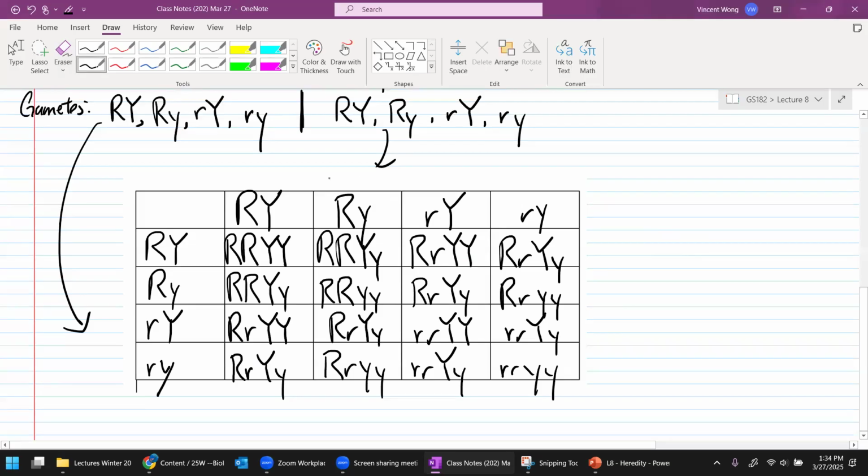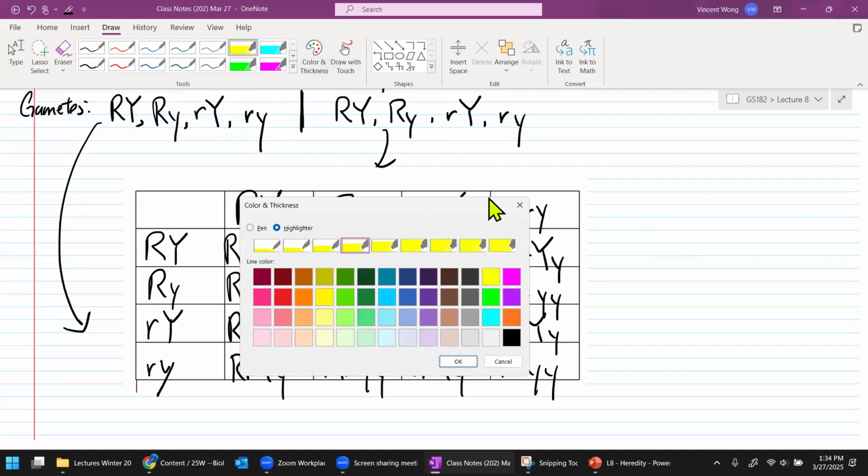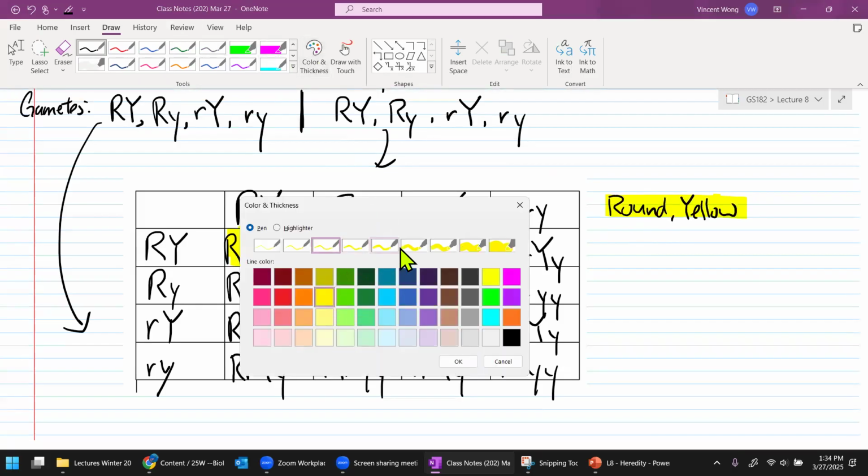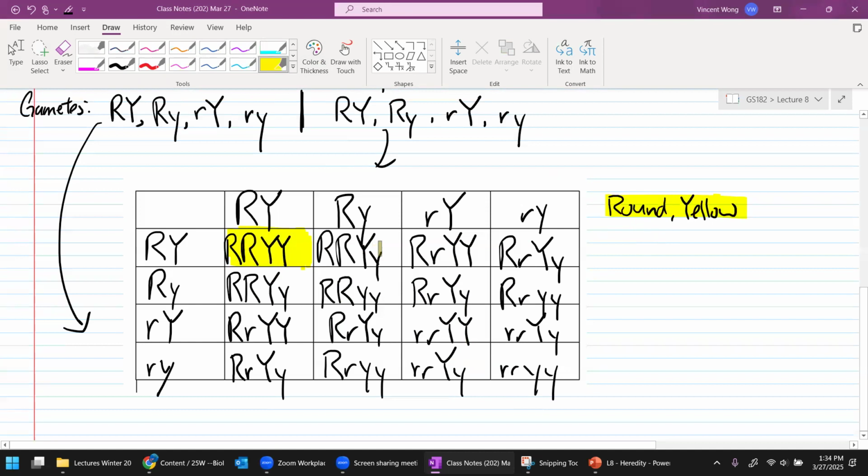Now, if you have this, then please take a look here. This first one, what's the phenotype of that first one? Round and yellow. I want you to highlight everything that's round and yellow. If you're not sure, just use a pencil to put a dot next to it first. But basically, you're looking for something that has a big R and a big Y. Highlight all the round and yellow and tell me how many you found.